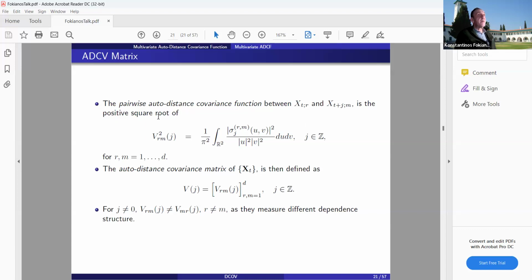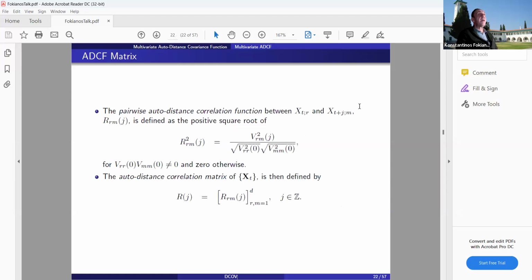These are univariate now, and we can take the pairwise auto distance covariance function based on this. And also we can define the auto distance correlation. Then we can collect these, and we have a d by d matrix, the auto distance covariance matrix of the R and M time series. If j is different than 0, V_RM(j) is different than V_MR(j), because they measure different dependence structures. One measures X_t^R to X_{t+j}^M, and the other measures X_t^M to X_{t+j}^R. So it's a different dependence structure.